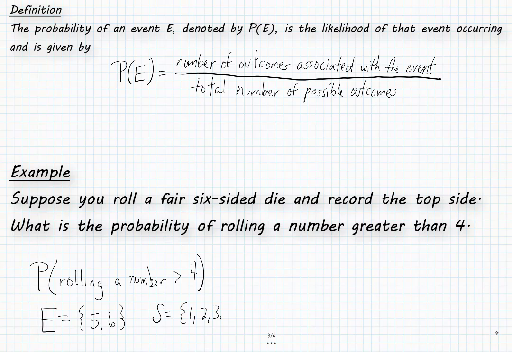And our sample space is just 1, 2, 3, 4, 5, 6. And since this is a fair six-sided die, each of these would be equally likely. So there's no funny business going on here. So the number of outcomes associated with that event is 2, and the total number of possible outcomes is 6, so that's 2 over 6, which is also 1/3.